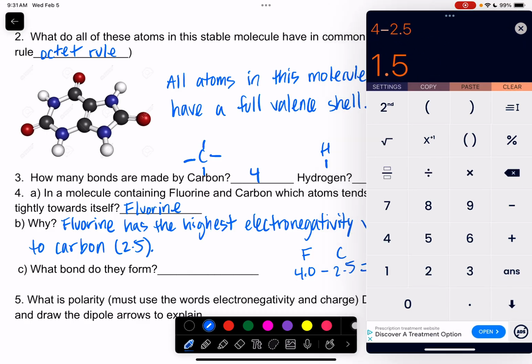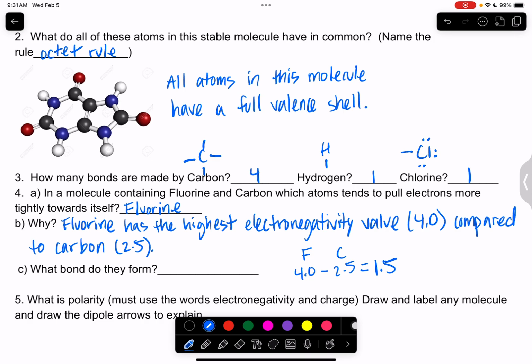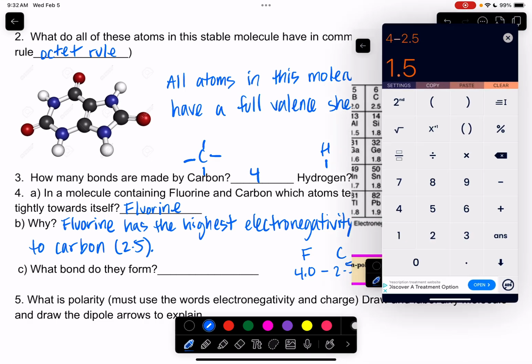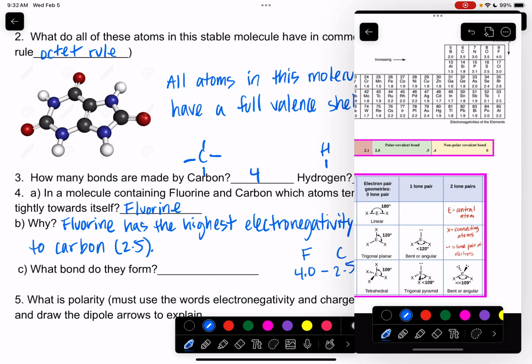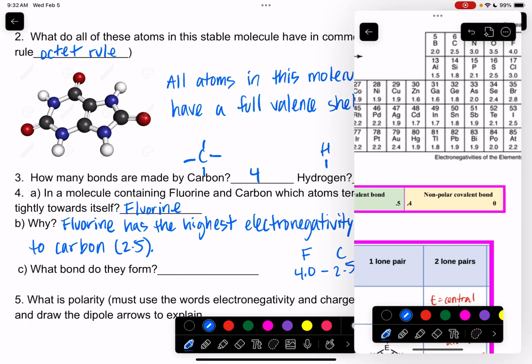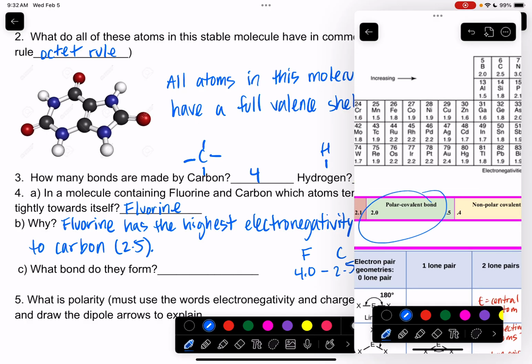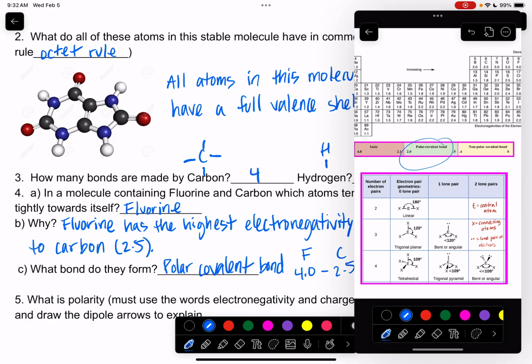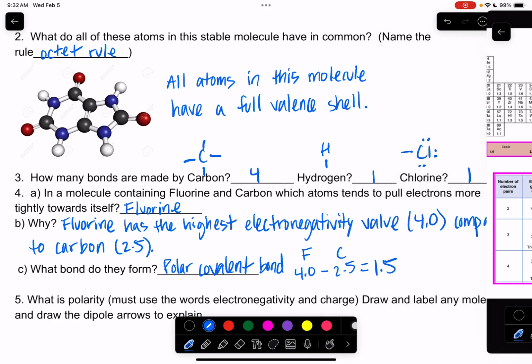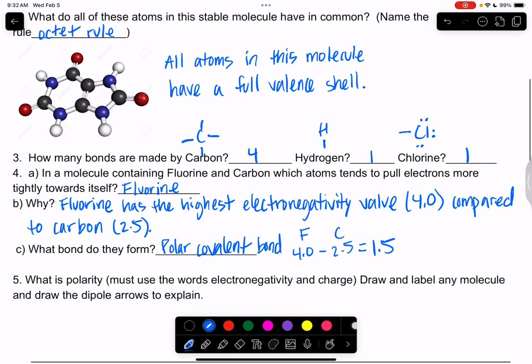We get 1.5. And if we compare it to the chart, 1.5 would fall right here, polar covalent. So they would make a polar covalent bond. So you use your electronegativity chart and then you compare it to this scale, and that's how you're going to know what type of bond it's going to form.